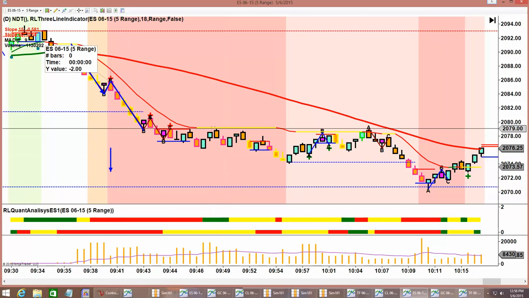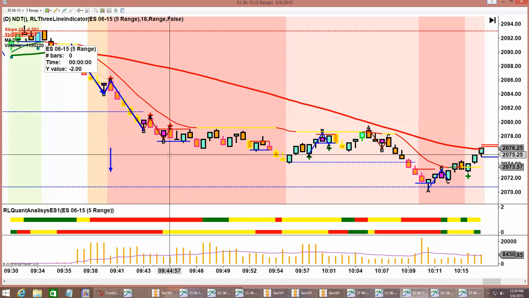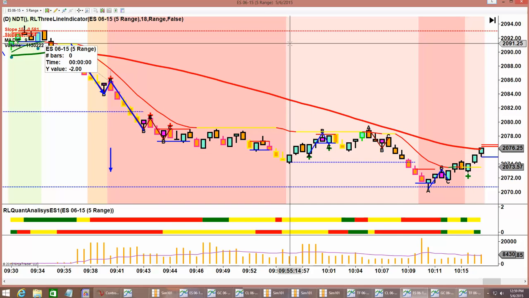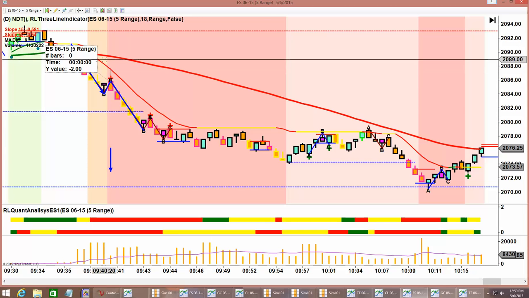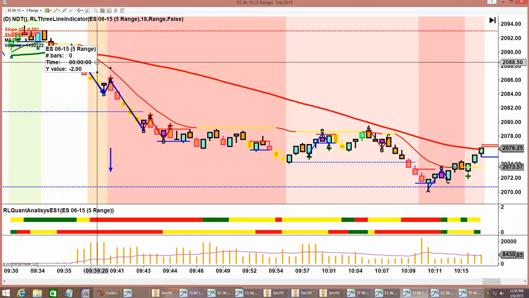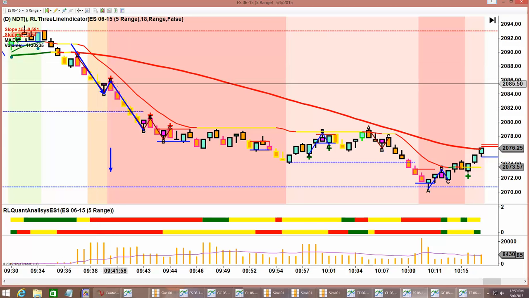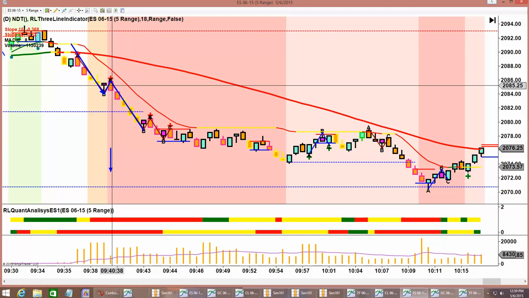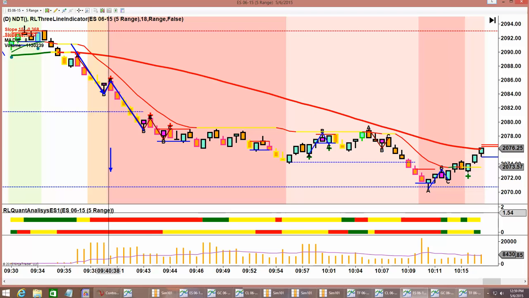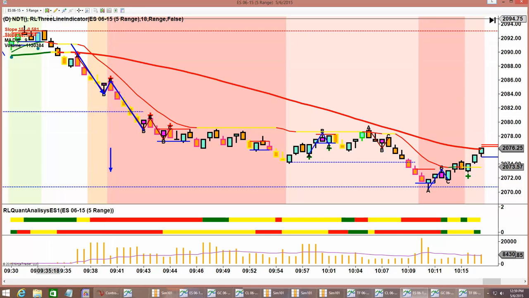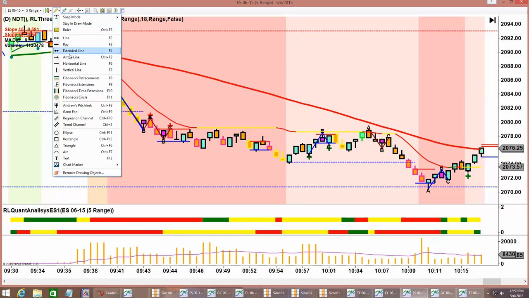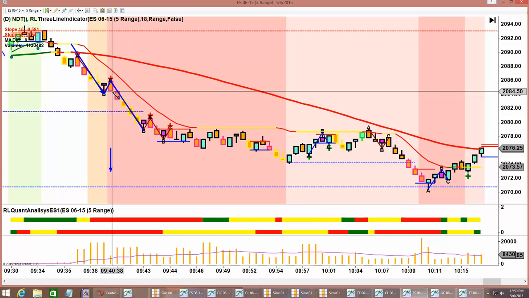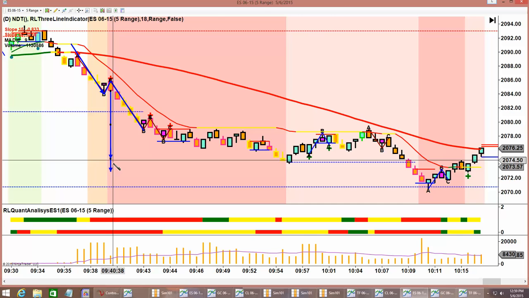Now, there are certain rules that we have with Rightline. We never trade a yellow modified 15. We only go short below the 50 and long above the 50. We look for conservative retracements into the trend. Now, what the Rightline quant analysis indicator does is provide us with additional information to decrease risk on a trade.